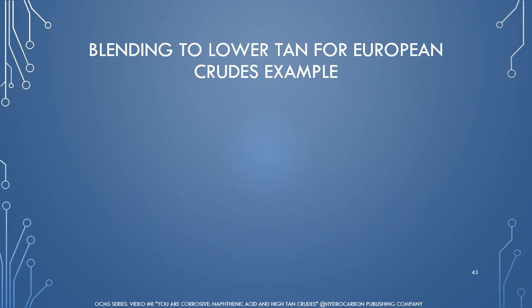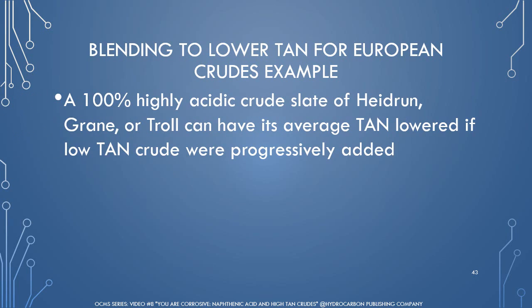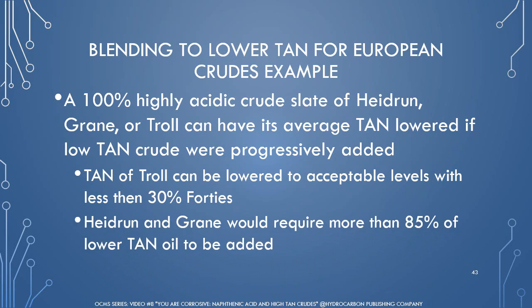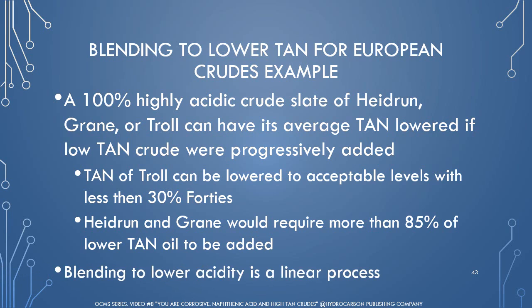Here is an example of blending to lower TAN. A 100% highly acidic crude slate of Heidrun, Gryphon, or Troll, which are crudes that all come from the North Sea, can have its average TAN lowered if low-TAN crude were to be added. For these crudes specifically, Troll would require less than 30% of 40s to be added to meet acceptable levels, but the higher-TAN Heidrun and Gryphon would need to be blended with more than 85% of low-TAN crude. Blending to lower acidity is a linear process.